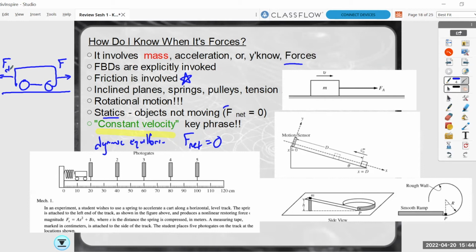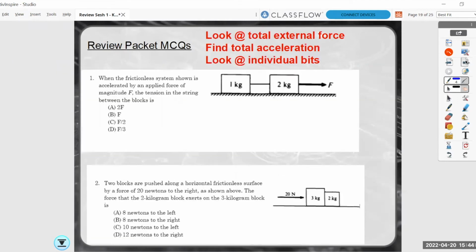All right, let's take a look at a bunch of multiple choice questions. The first two here are actually of a piece. They are very similar in that they both involve systems that have multiple parts, like two blocks connected together. It's really important with these systems to go from a big view to a small view. So I would start at the big view: what is our total external force, and what's the total acceleration of the system?